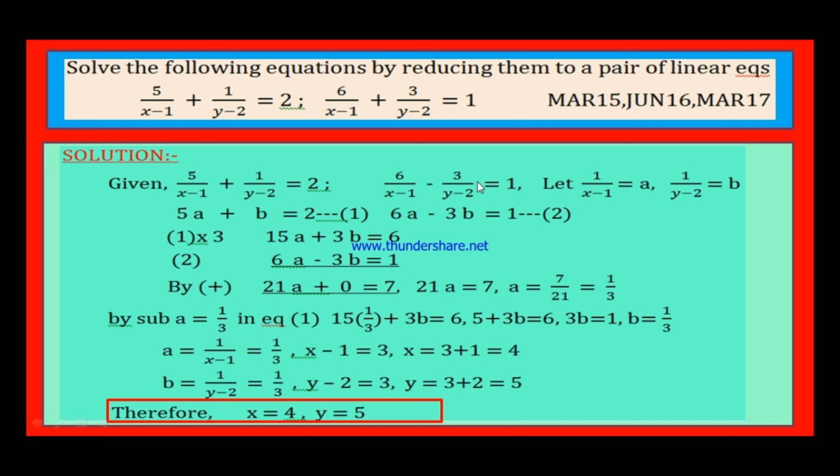Now what is a value? a is equal to 1 by x minus 1. 1 by x minus 1 is equal to 1 by 3. Then x minus 1 is equal to 3 and x is equal to 3 plus 1, which is 4. Similarly, b is equal to 1 by 3. But what is b? 1 by y minus 2. Therefore, 1 by y minus 2 is 1 by 3. By finding the reciprocal, y minus 2 is equal to 3. If y minus 2 is equal to 3, then y is equal to 3 plus 2, which is 5. Therefore, the solution is x is equal to 4 and y is equal to 5.